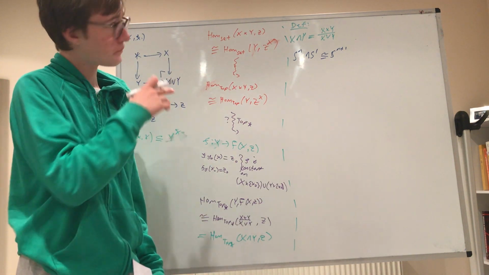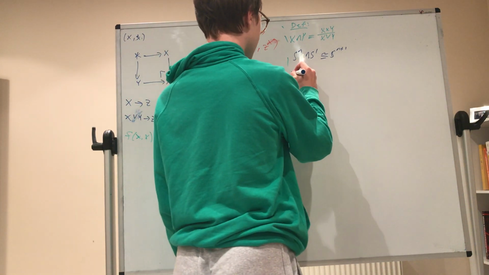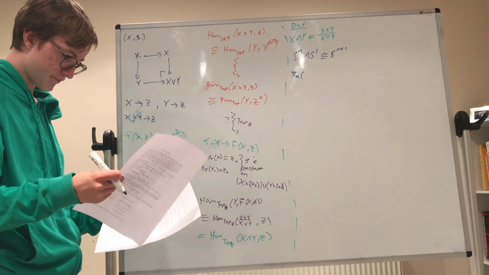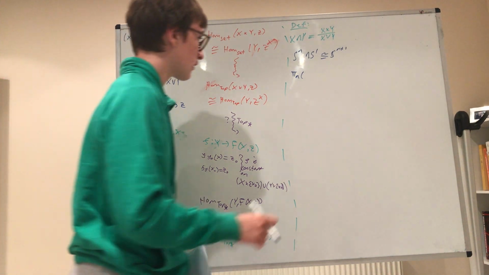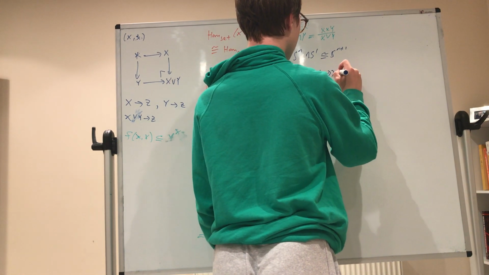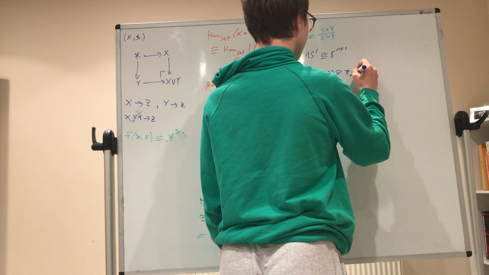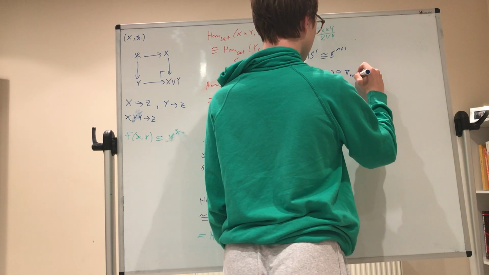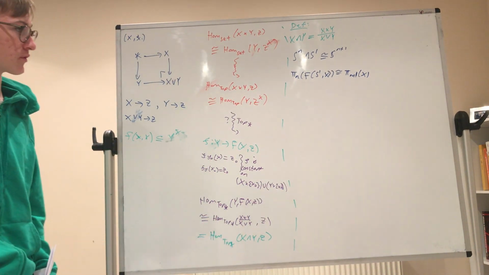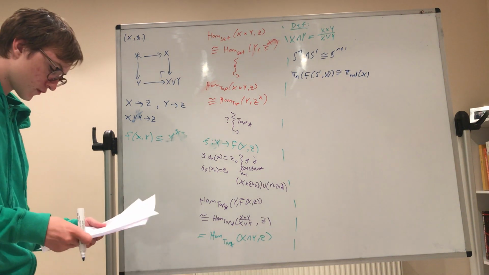We have that pi n of F of S1, x is isomorphic to pi n+1 of x. Now, this follows from this adjunction right here. Why?